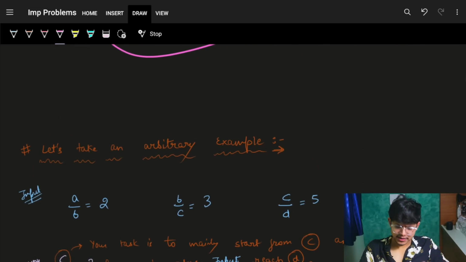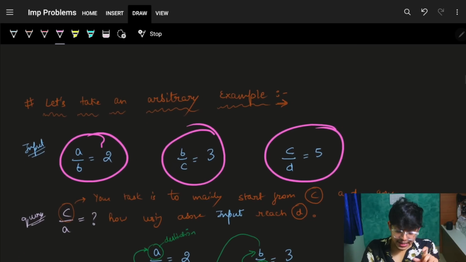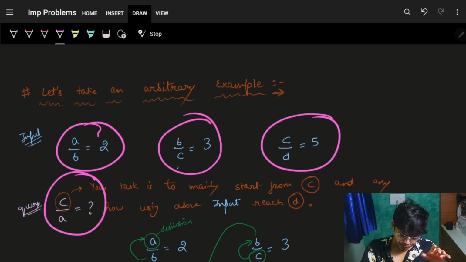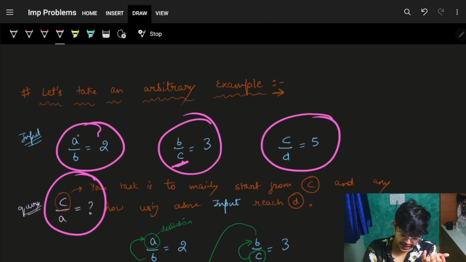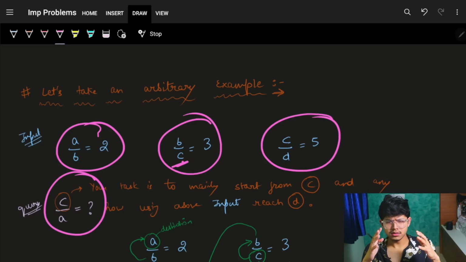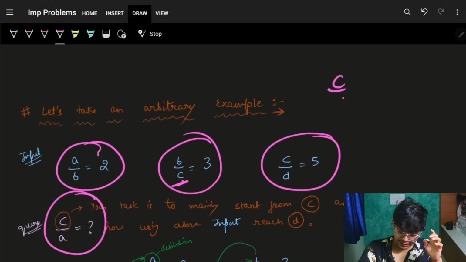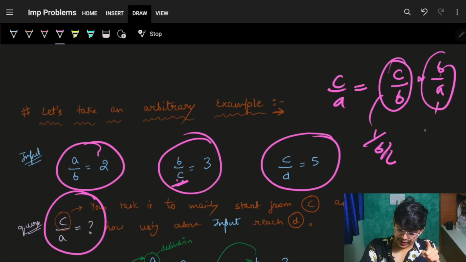Let's say I have this example: A upon B is 2, B upon C is 3, C upon D is 5. Ultimately, let's say I want C upon A to be my answer. Basically, I have to reach, A upon B, I'm going from A, something is being divided, then I reach 2. Mathematically, if we're about to find the answer, C upon A is nothing but C upon B into B upon A, which means reversing B upon C, because it was 1 upon B upon C, it is reversing as B upon A upon B, so 1 upon A upon B.